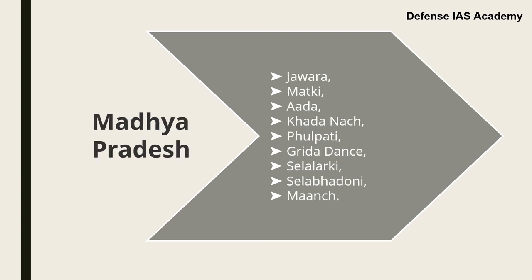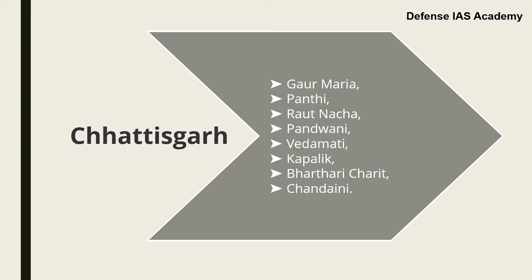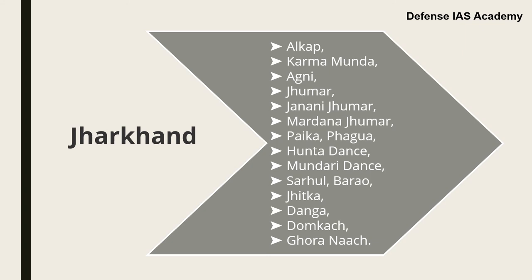Next is Madhya Pradesh. You have the Jawara, Matki, Ada, Khada Nach, Pulpati, Grida Dance, Sela Larki, Sela Badhuni, Manch. These are the art forms of Madhya Pradesh. Then for Chhattisgarh, you have the Gaur Maria, the Panthi, Raut Nacha, Panpwani, Vedamadi, Kapalik, Bhartari Charit, and Chandaini. Then for Jharkhand, you have Alkap, Karma Munda, Agni Jumar, Janani Jumar, Mardana Jumar, Paika, Pagua, Hanta Dance.